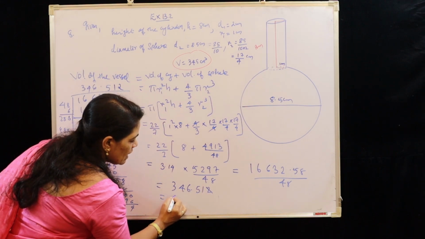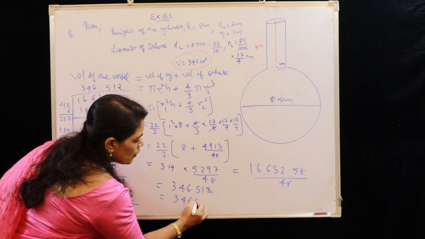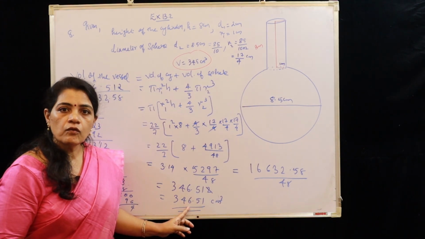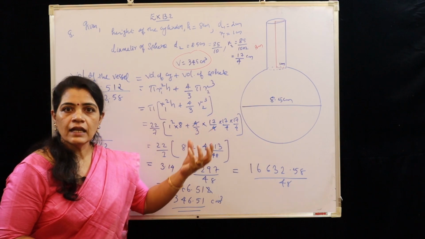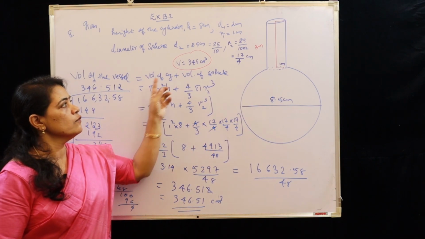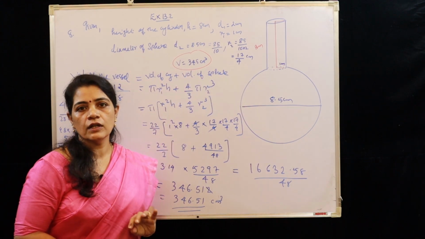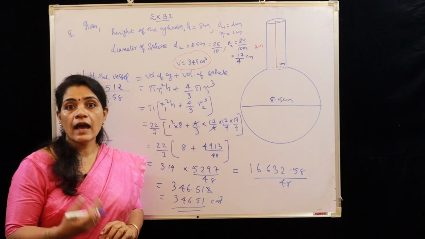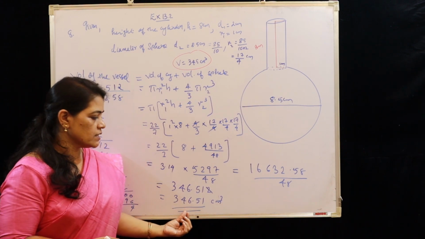That means 346.51 centimeter cube. So this is the actual volume of the spherical glass vessel. But the child has already seen the volume as 345 centimeter cube. That means we can definitely say her answer is wrong. This is the correct answer.